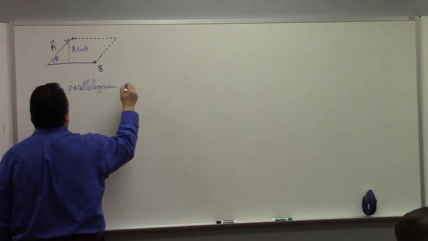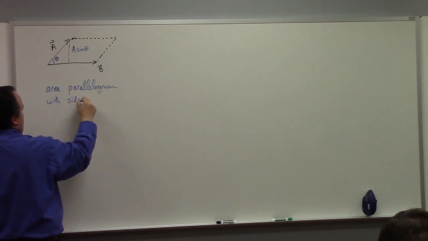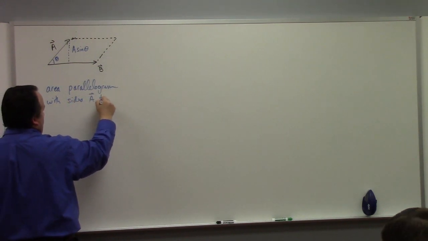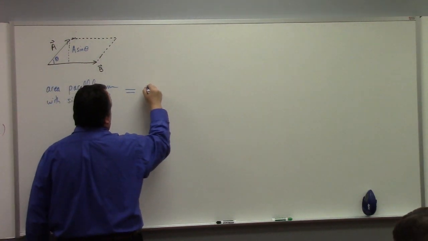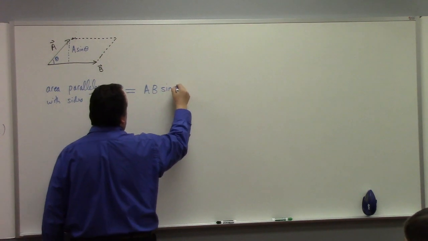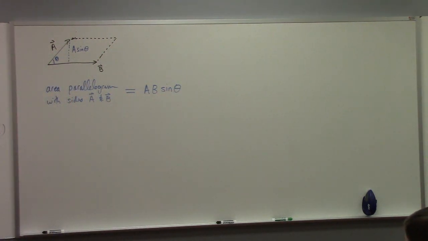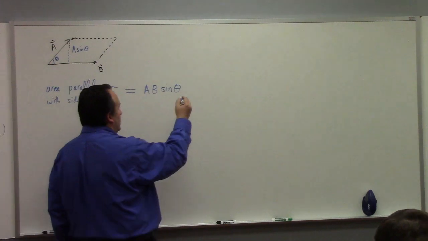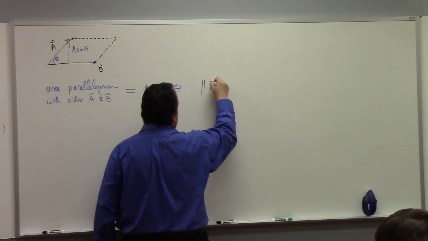with sides A and B, that's equal to the magnitude of A times the magnitude of B times the sine of the angle between them. Because that's the base times the height of the parallelogram, right? And it turns out that you can prove that this is equal to the magnitude of the cross product of A and B.